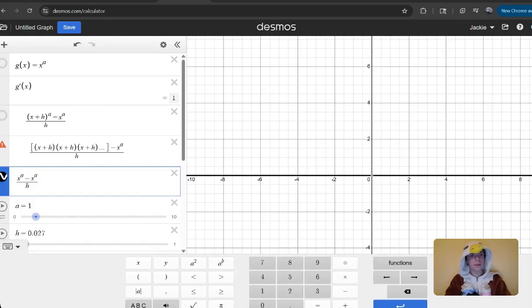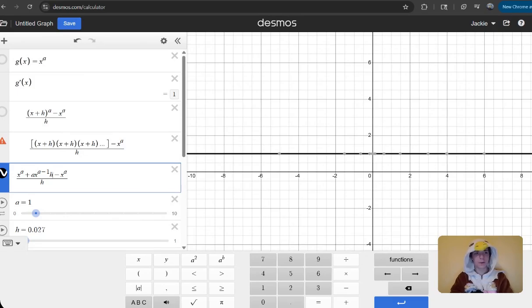And then the next term is we're going to have a term that's x to the a minus 1 times h. And that's going to be a times that, because of binomial theorem. And then the next one is going to have an h squared. But if you have an h squared or higher, once you cancel it out with the denominator, that h is just going to go to 0.